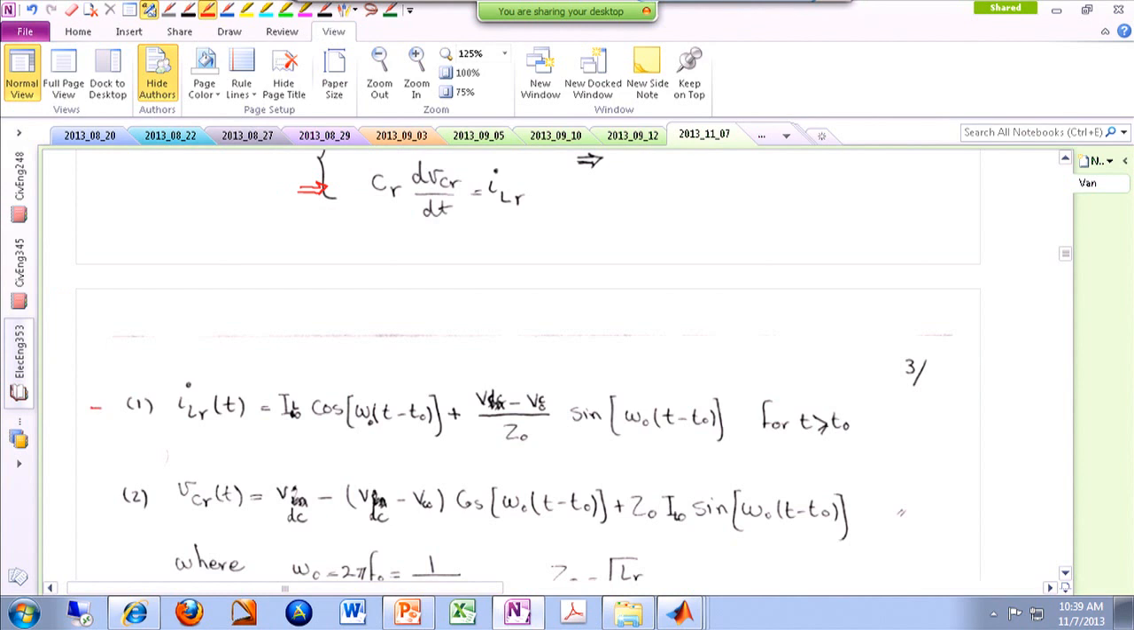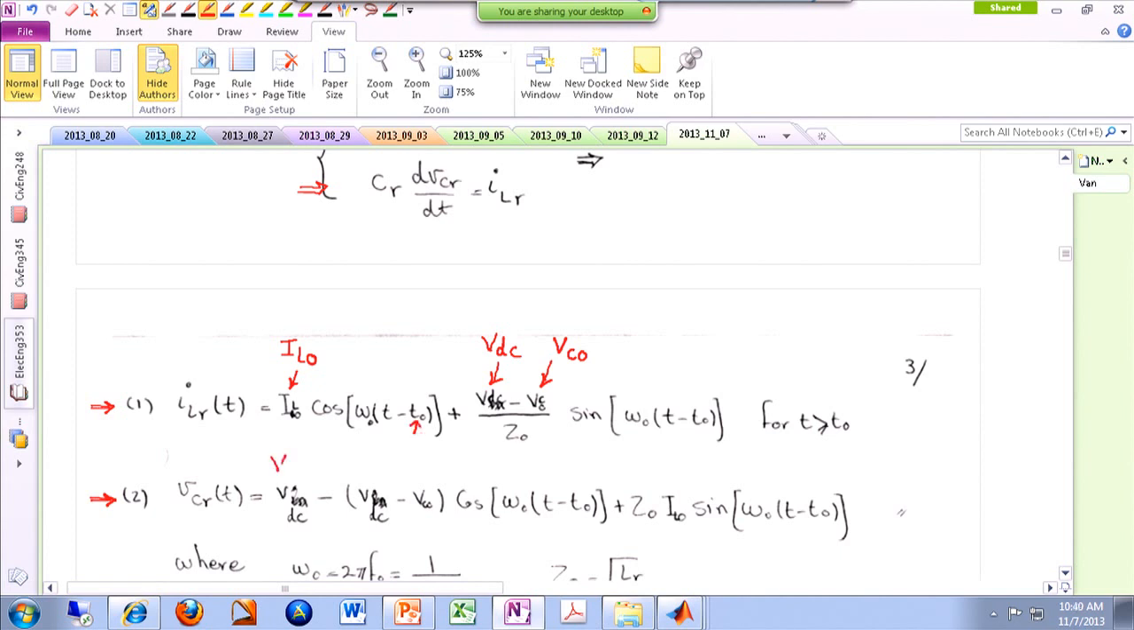So equation number 1 is telling us what happens to the current of the inductor. Equation number 2 tells us what happens to the voltage of that cap. And this is IL0, the initial value of the inductor current. And this is VDC, our DC value of the source. And this is VC0, the initial value of the cap voltage at the beginning of this study. The beginning means T0.